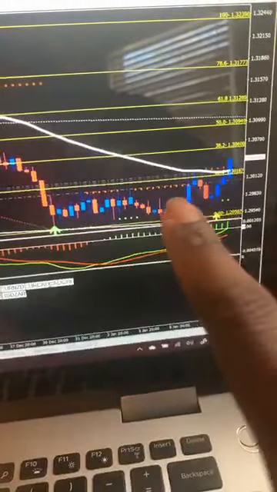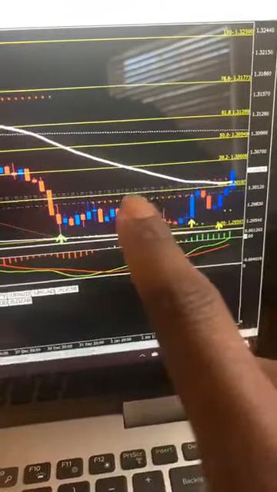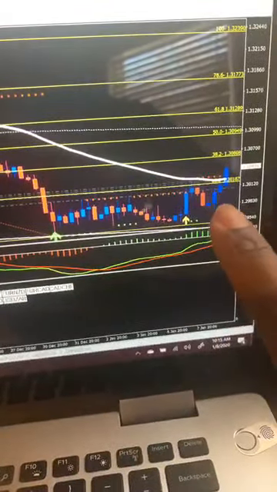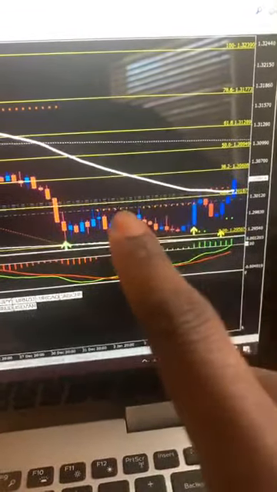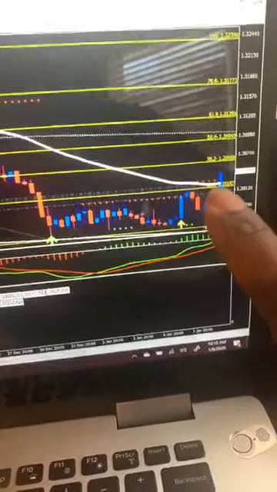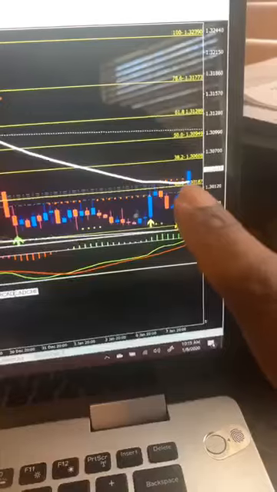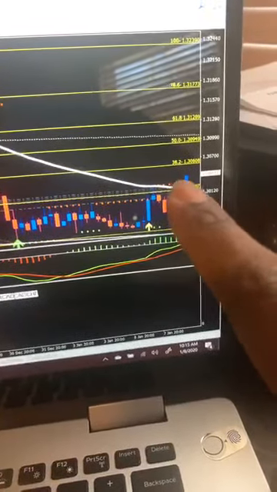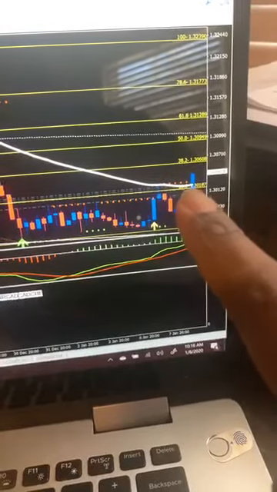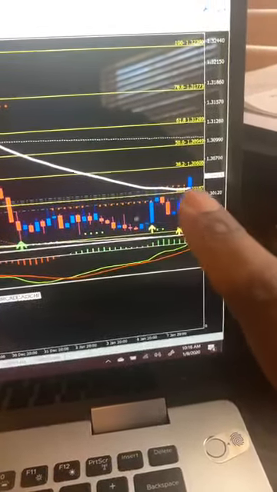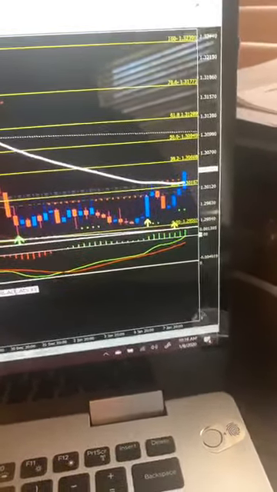It actually broke a major resistance right here. So I knew price was going to continue up because this was a resistance zone, and it actually broke past this. Now we're looking very good, because price on a 4-hour chart has broken a major zone, which is the 50 moving average. Now this thing is going to probably ride up pretty nicely.